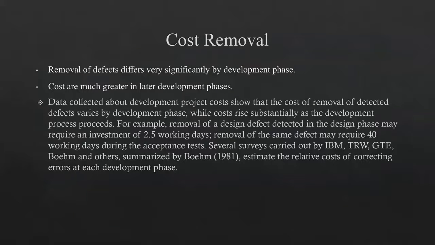Data collected about development project costs show that the cost of removal of detected defects varies by development phase, while costs rise sharply as the development process proceeds. For example, removal of a design defect detected in the design phase may require an investment of 2.5 working days. Removal of the same defect may take 40 working days during the acceptance test. That is a really big difference. Several surveys carried out by IBM, TRW, GTE, Boehm, and others, summarized by Boehm, estimate the relative cost of correcting errors at each development phase.